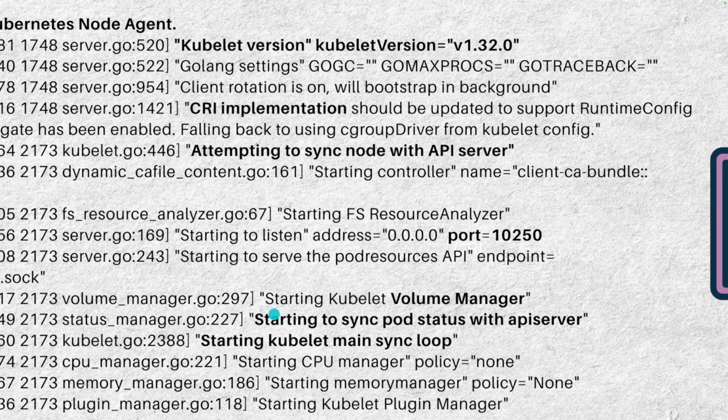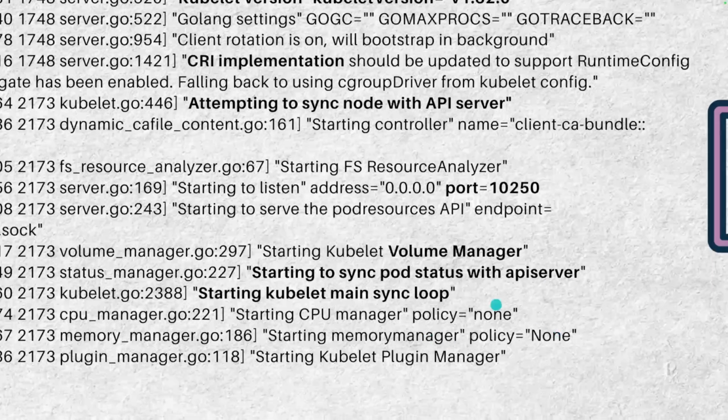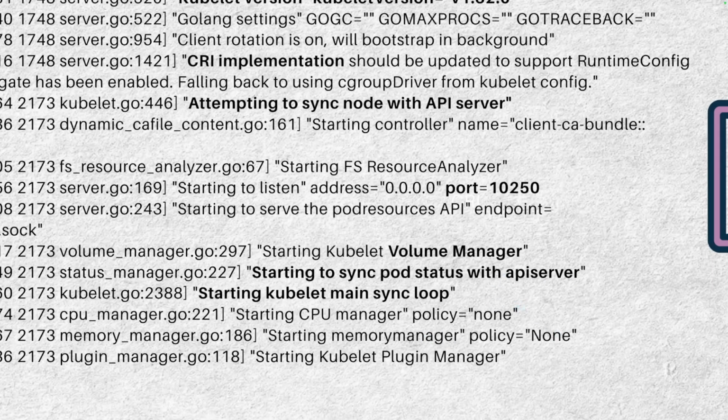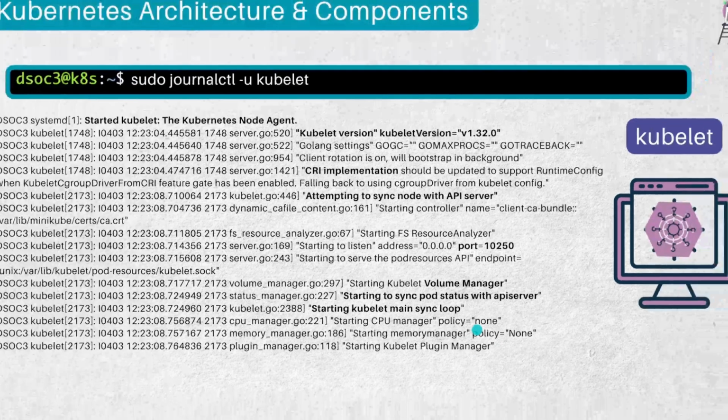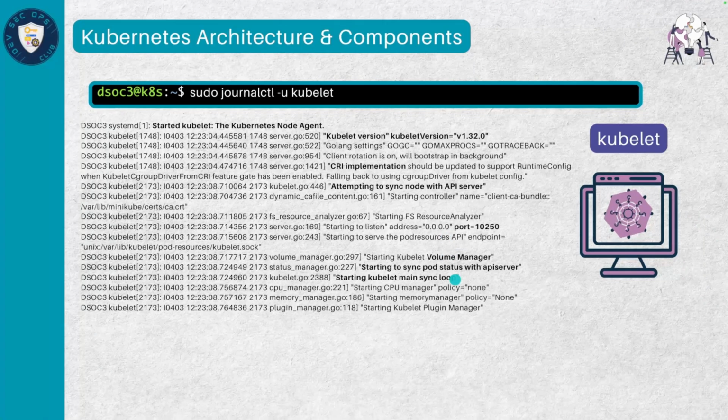Here is another point: starting kubelet volume manager, and it's starting to sync pod status with the API server. So it performs the tasks based on the API server's instructions, and it syncs and reports back. Here you can also see the sync loop. Starting CPU manager, policy none: we do not have any CPU policy, and we do not have any memory manager policies. And starting kubelet plugin manager. I just put in some of the logs, not everything, just to give you an idea.